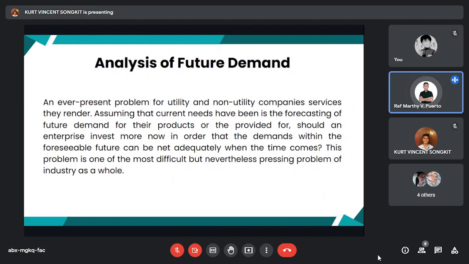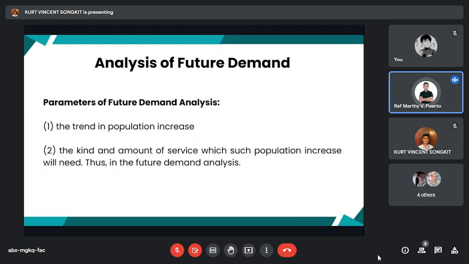The parameters which will always enter into future demand analysis are, first, the trend in population increase, and second, the kind and amount of service which such population increase will need. Thus, in the future demand analysis, population growth must be taken into account, but also the possibility that the power requirements per capita will materially increase due to the need for more power for more industries, more electrical fixtures and appliances in homes, and other possible future demands.